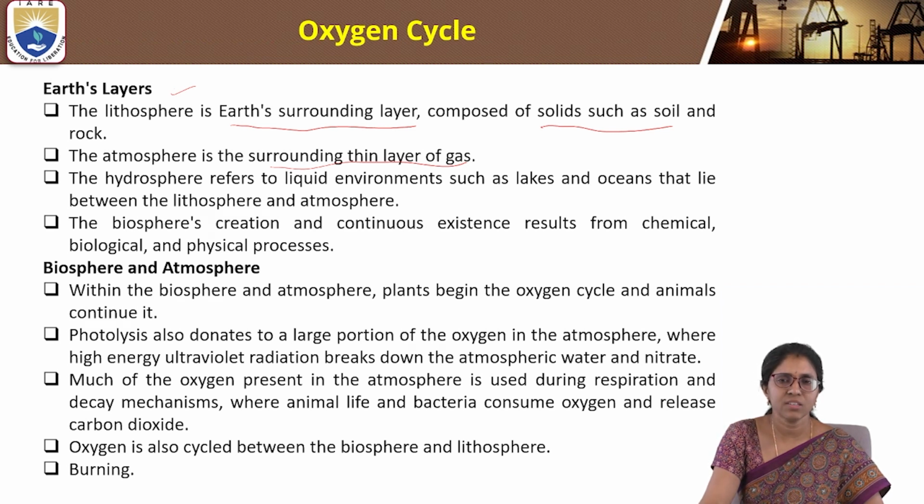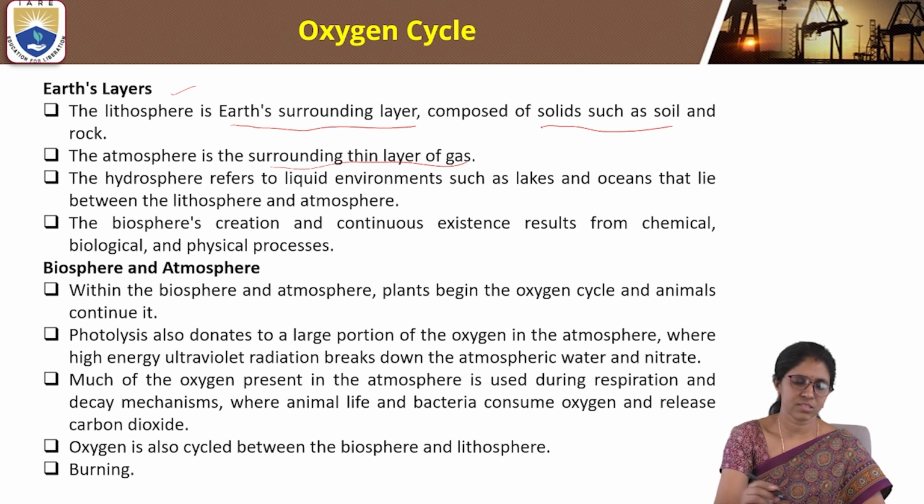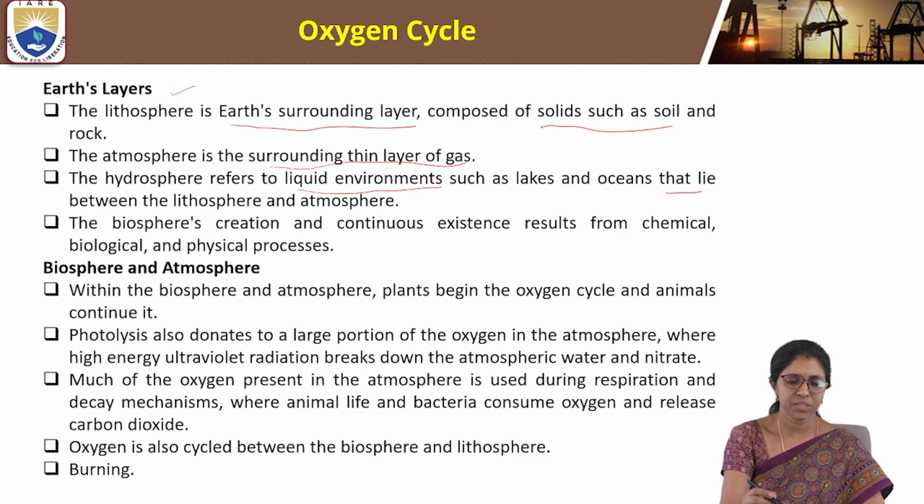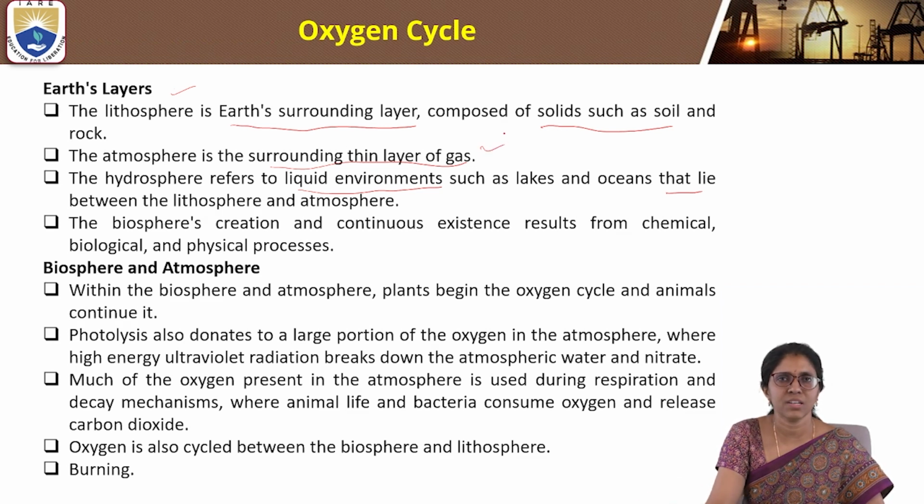Lithosphere, it is the Earth's surrounding layer. Atmosphere, it is the surrounding thin layer of gases. Hydrosphere refers to the liquid environment, such as lakes and oceans, that lies between the lithosphere and the atmosphere. So the hydrosphere lies in between the lithosphere and the atmosphere.